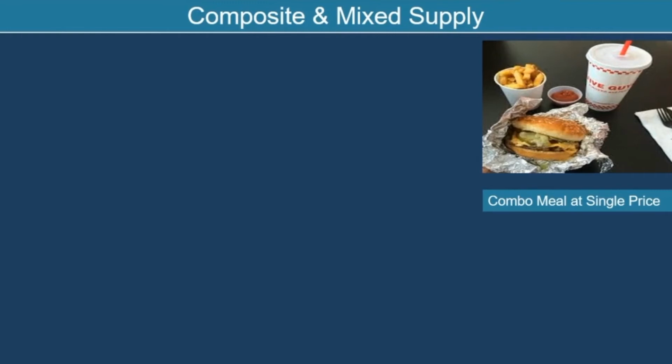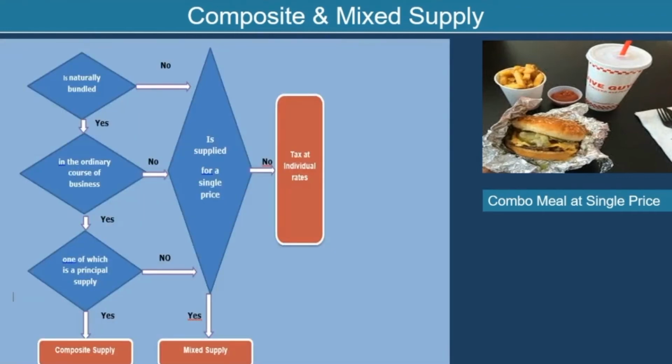Again, we have to check whether it is a composite supply or a mixed supply first. The first condition, or the first checkbox, is: is it naturally bundled? Whether this kind of combo meal is naturally bundled. We can say yes. Everywhere, when you order a meal, the meal consists of many items.